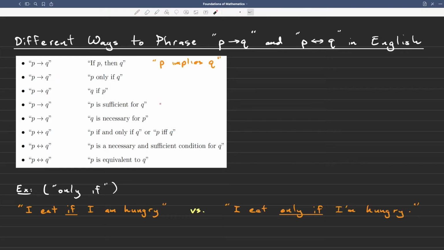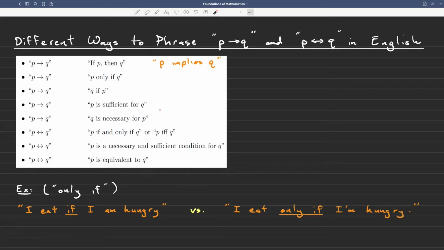Another way to say "if P then Q" is to say P is sufficient for Q. But yet another way to say P implies Q is to say Q is necessary for P. Notice that again, this is an instance where Q comes first in the sentence, even though it's still "if P then Q." So in all these examples with P implies Q, Q is the conclusion, okay? So the conclusion can come first in the sentence depending on how you worded it.